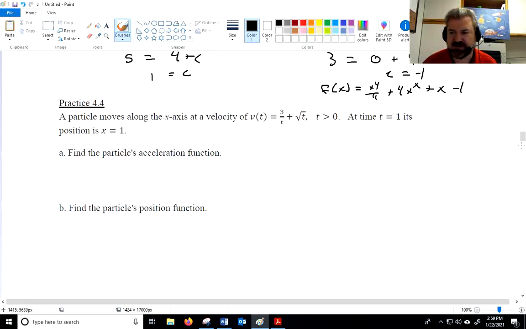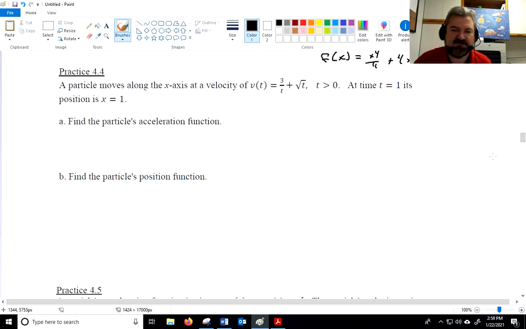All right, let's take a look at practice 4.4. A particle moves along the x-axis at a velocity of 3 over t plus the square root of t for t greater than 0. At time t equals 1, its position is x equals 1. Find the particle's acceleration function. Okay, make sure you've done that.